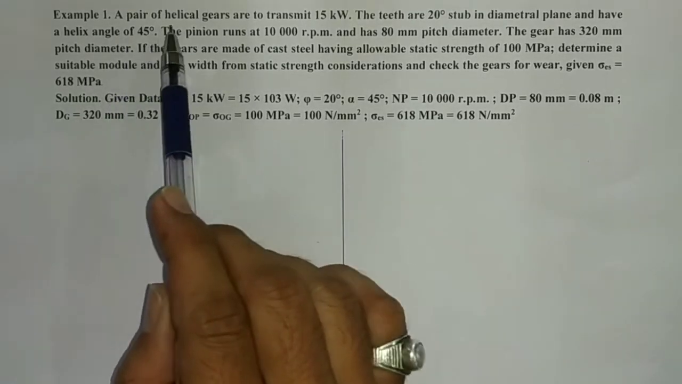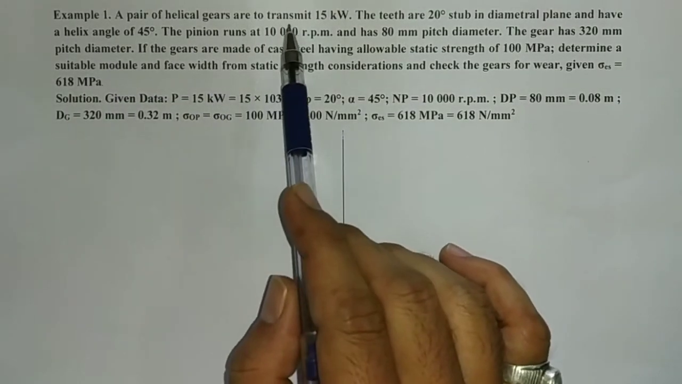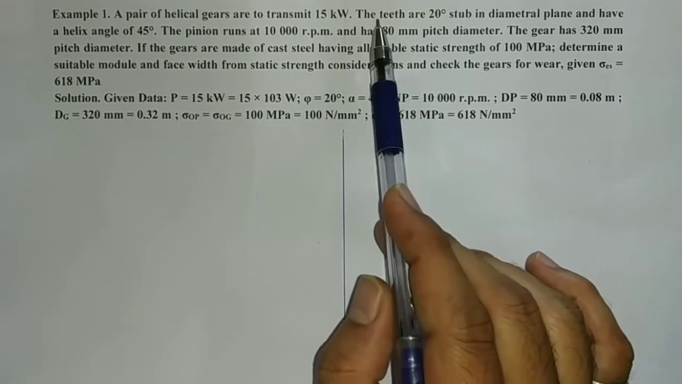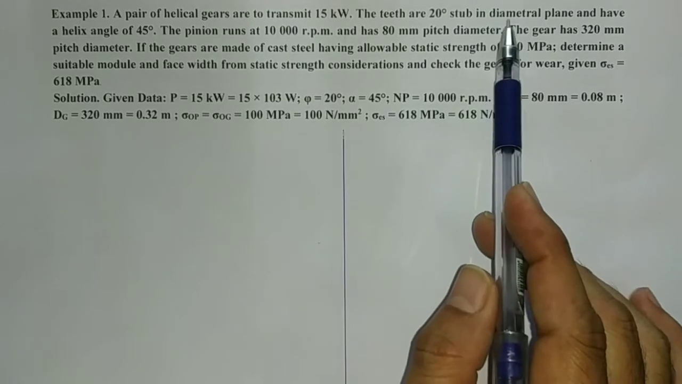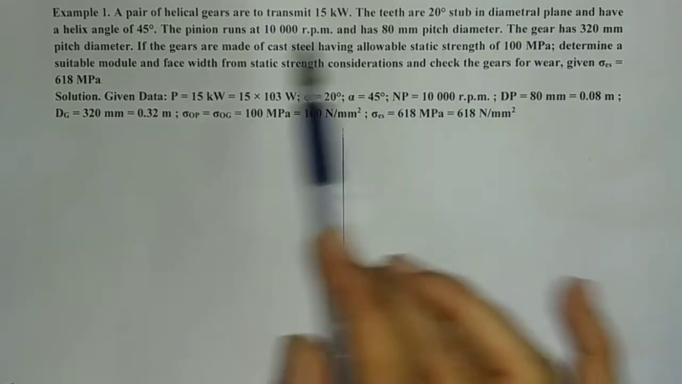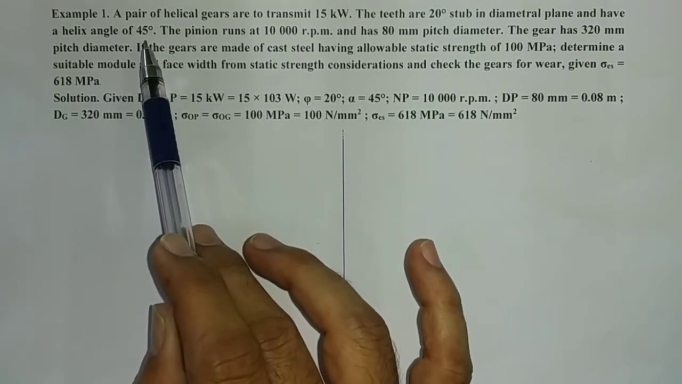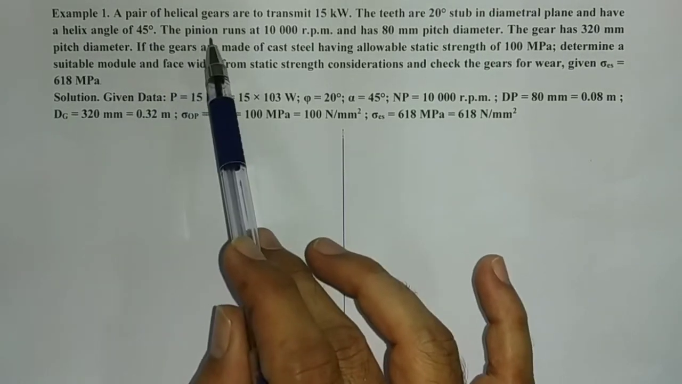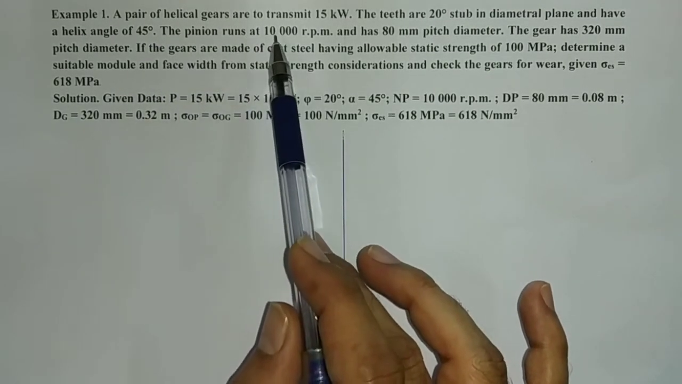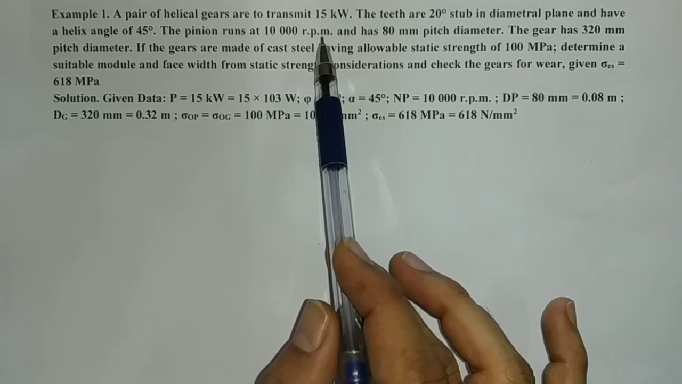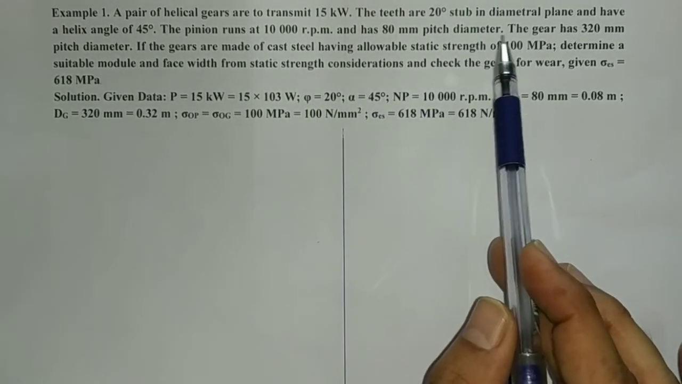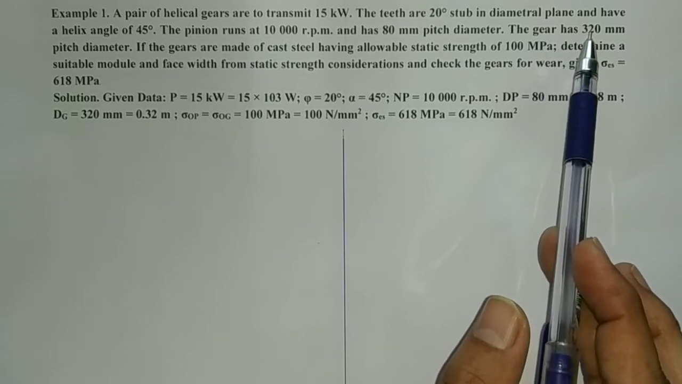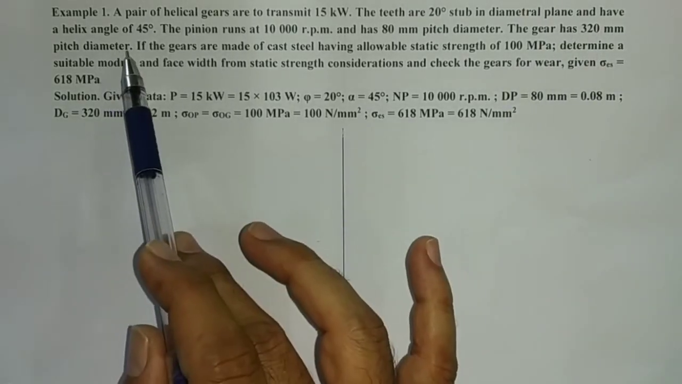A pair of helical gears are to transmit 15 kilowatt. The teeth are 20 degree stub in diametral plane and have a helix angle of 45 degree. The pinion runs at 10,000 rpm and has 80 millimeter pitch diameter. The gear has 320 mm pitch diameter.